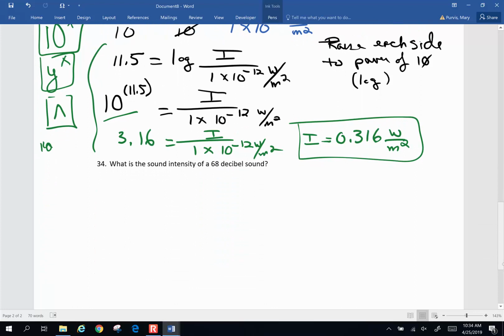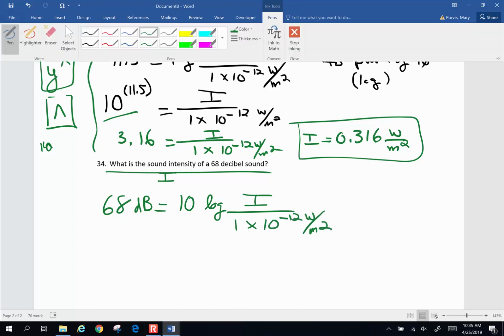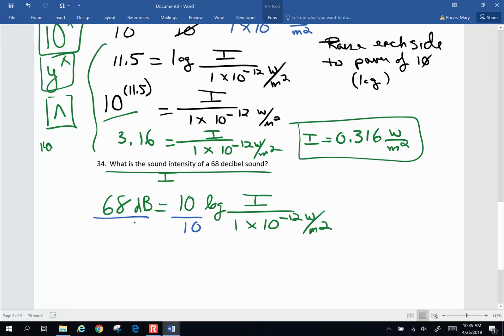Okay, let's do one more of these. What is the sound intensity of a 68 decibel sound? One more time, we're looking for sound intensity, we're looking for I. So I've got 68 dB equals 10 times the log of I divided by 1 times 10 to the negative 12th watts per meter squared. What are you going to do first? Yep, divide both sides by 10. So 6.8 equals the log of I divided by 1 times 10 to the negative 12th watts per meter squared.